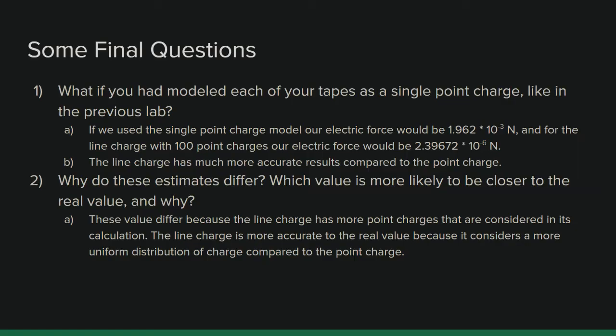Some final questions are: if I had modeled each of the tapes as a single point charge like in the previous lab, what would that look like? My main result from what I wrote down here was that the single point charge seemed to have a much larger but less accurate electric force compared to the line charge. As for why these estimates differ, I said they differ because the line charge has more point charges considered in its calculation, and the line charge is more accurate to the real value because it considers a more uniform distribution of charge compared to the original point charge.